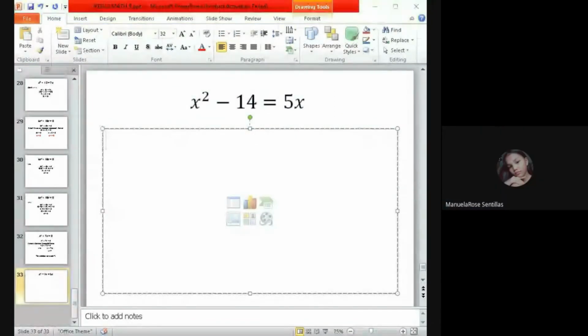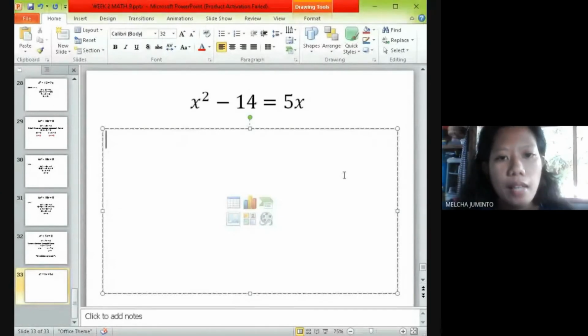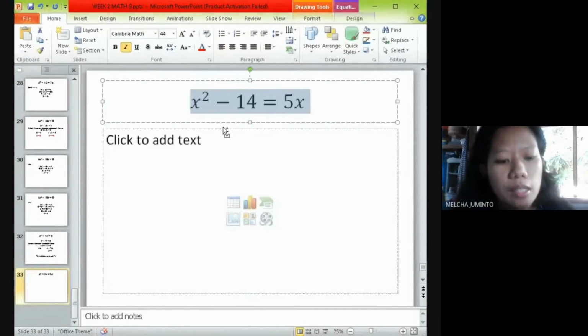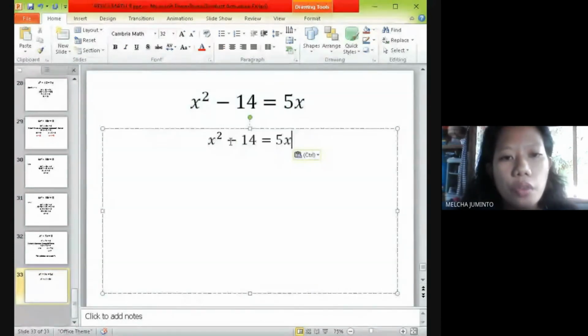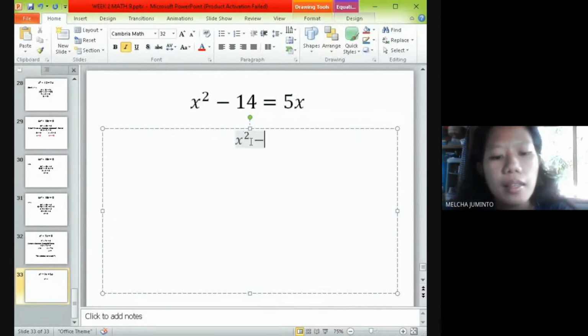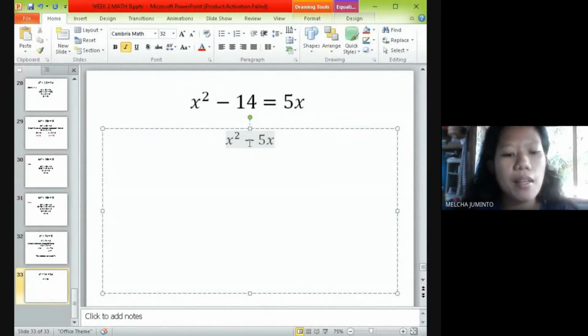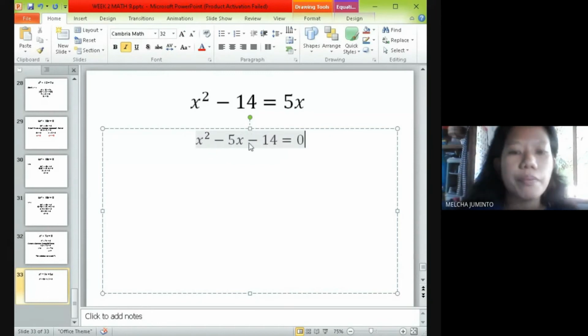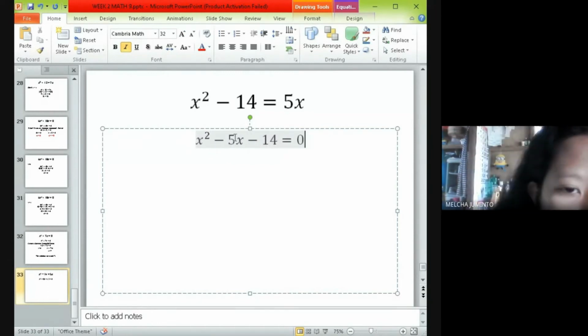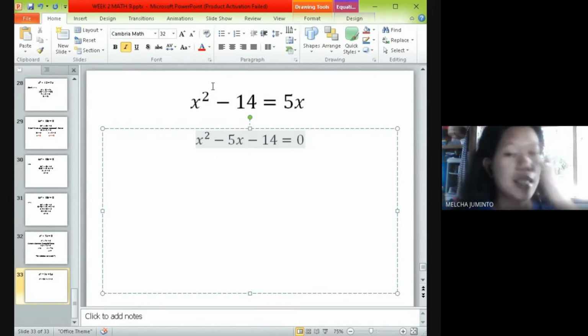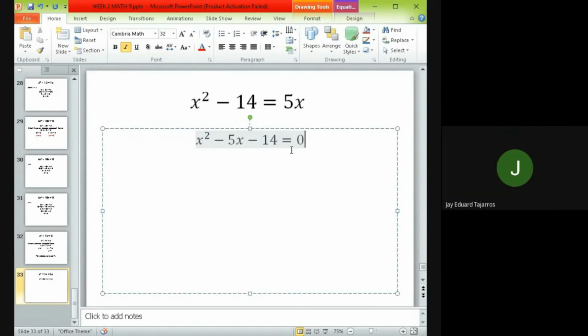Okay. First step, write this in standard form. Because the equation is not in standard form, your first step is to write it in standard form. To write this in standard form, 5x should be transferred to the left. So it will become negative 5x, and just copy negative 14 equals 0. Nilipat muna po yung 5x papunta sa kabilang side. Na-follow? Na-write lang sa standard form.